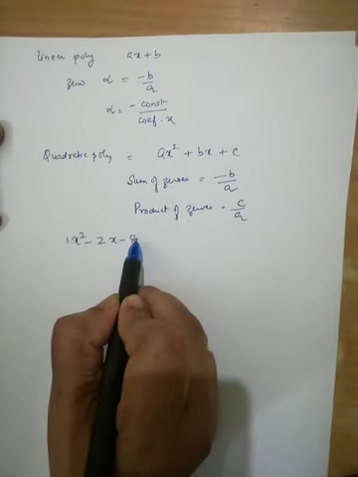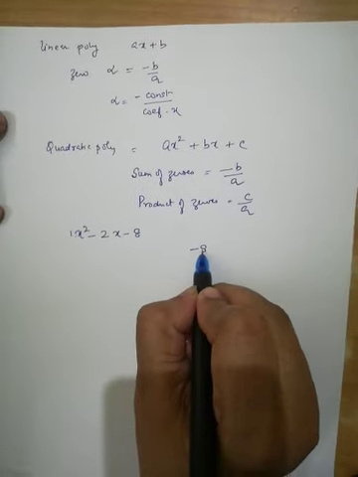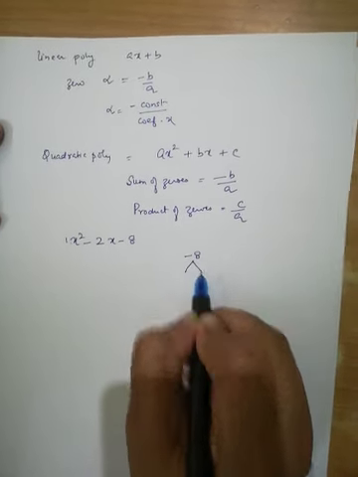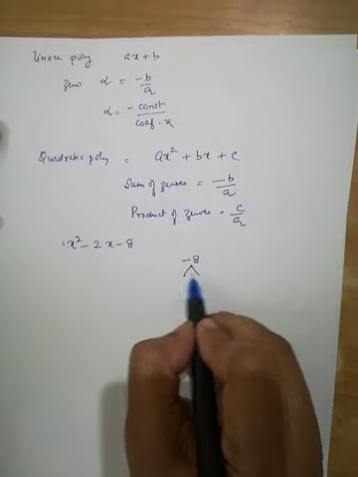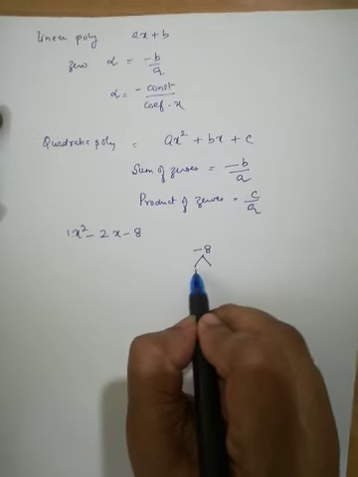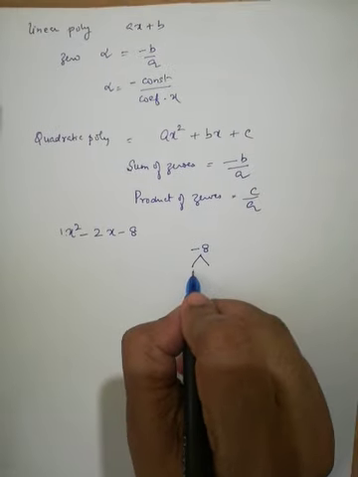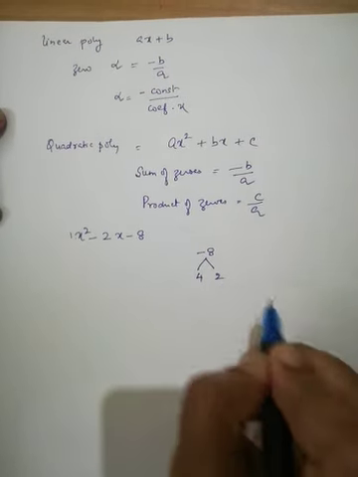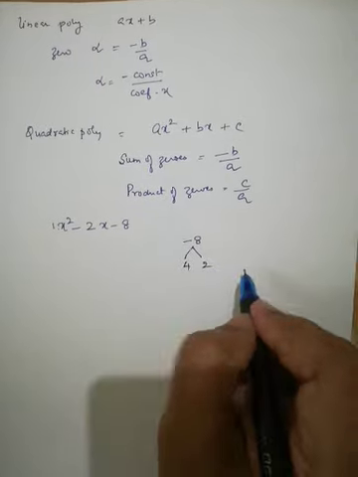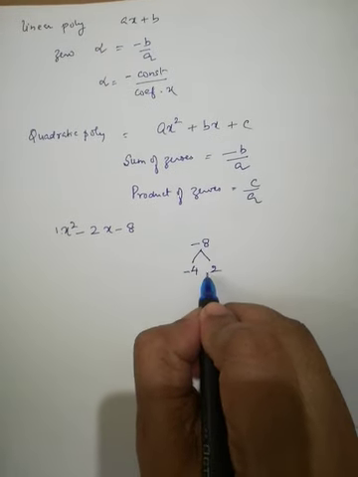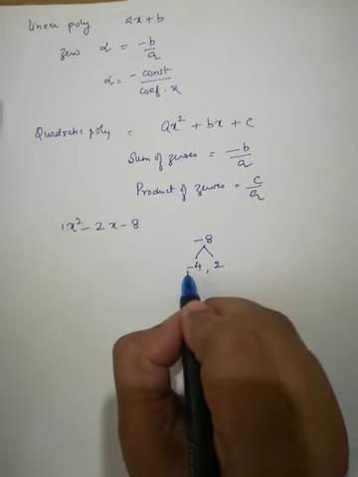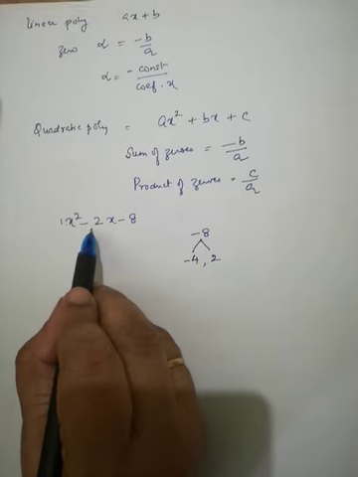We'll multiply this a into c. We get minus 8. We find the product of it. We will find the factors of it in such a way that the sum is equal to minus 2. And you see that minus 4 and 2 are the factors, because minus 4 plus 2 is minus 2.